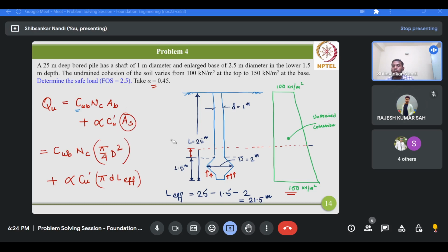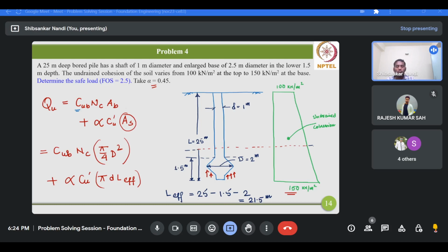You can get this value from the lecture contents or lecture materials. If you follow the lecture videos sincerely, or go through the lecture contents uploaded on the course portal, you can get the idea of why this 2D is subtracted from the total length. Now we have the L effective. I hope we have all the values required for each of these parameters, with the exception of the undrained cohesion value at this level.